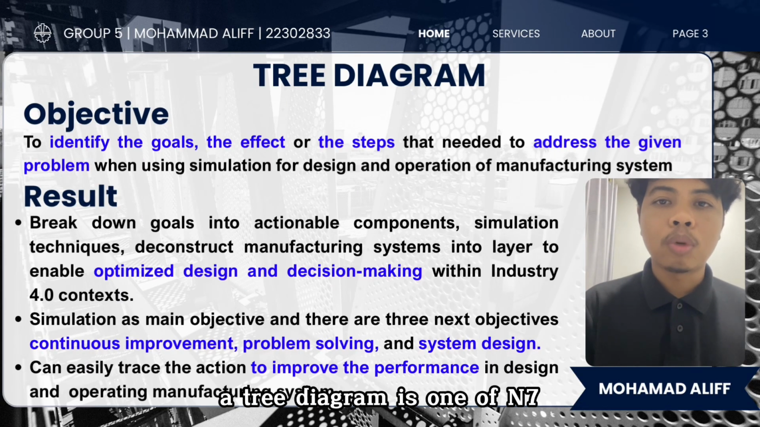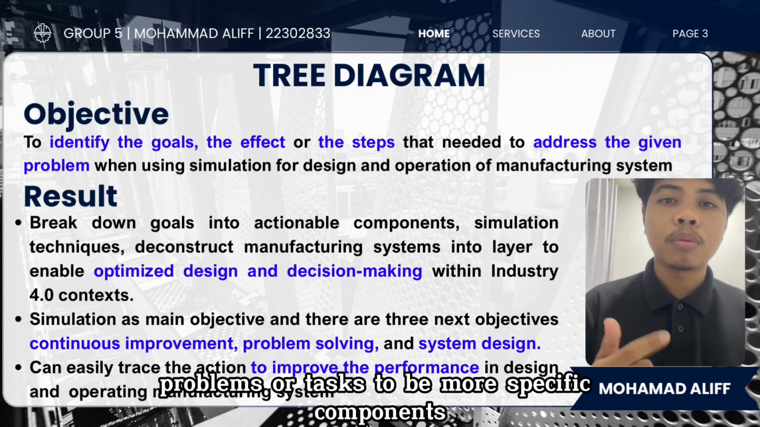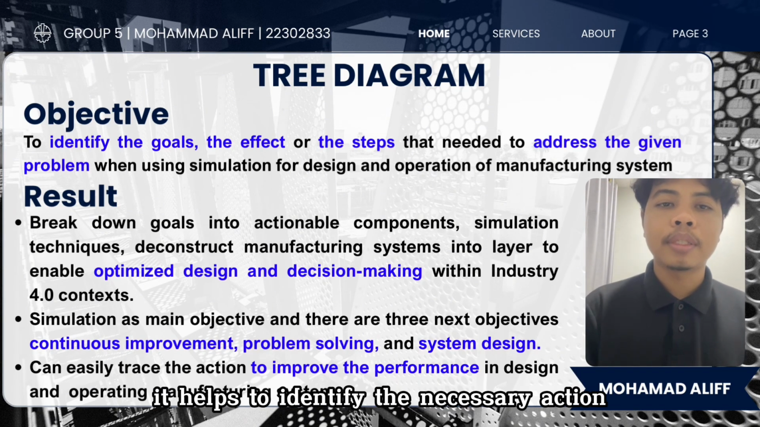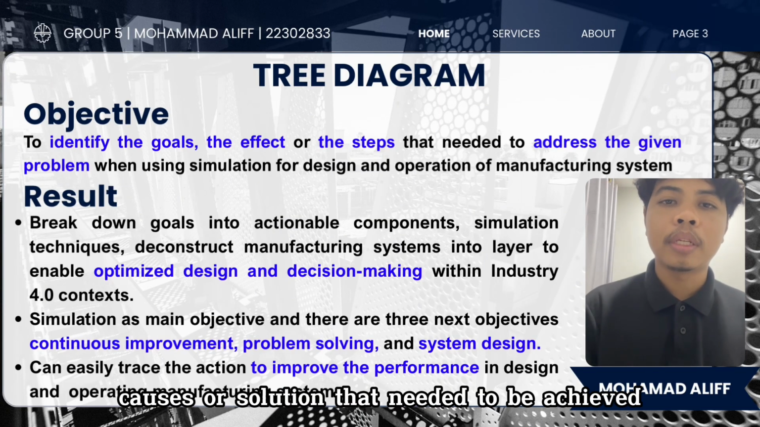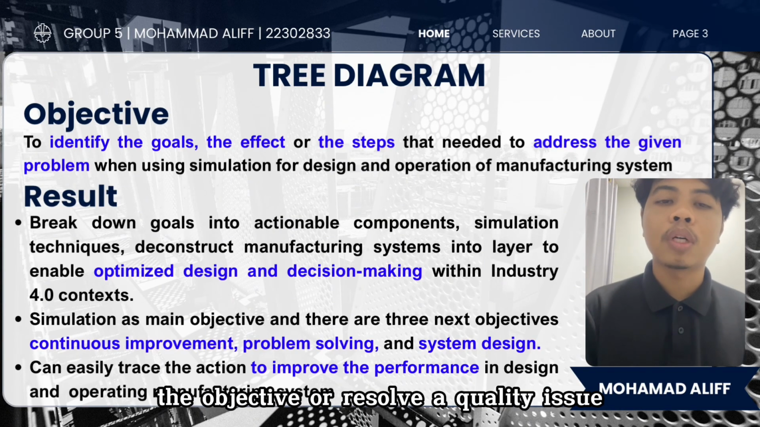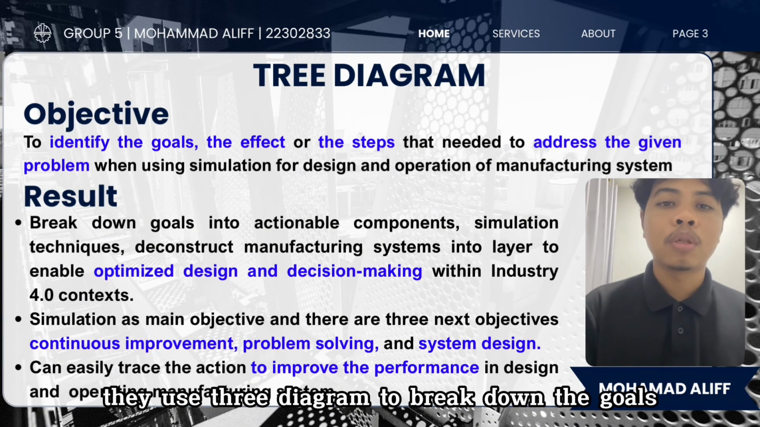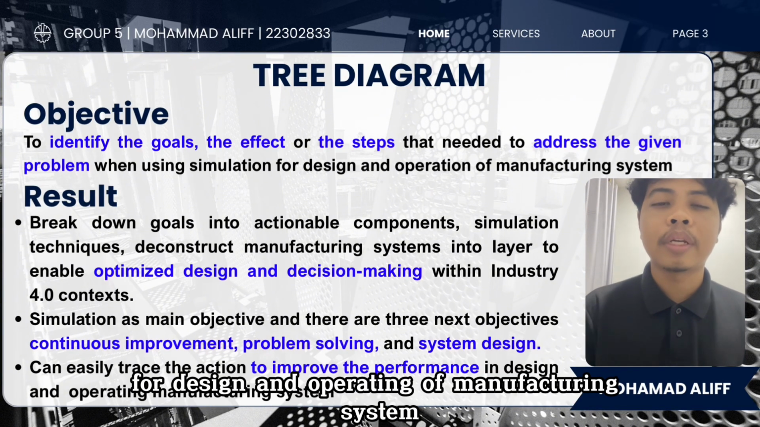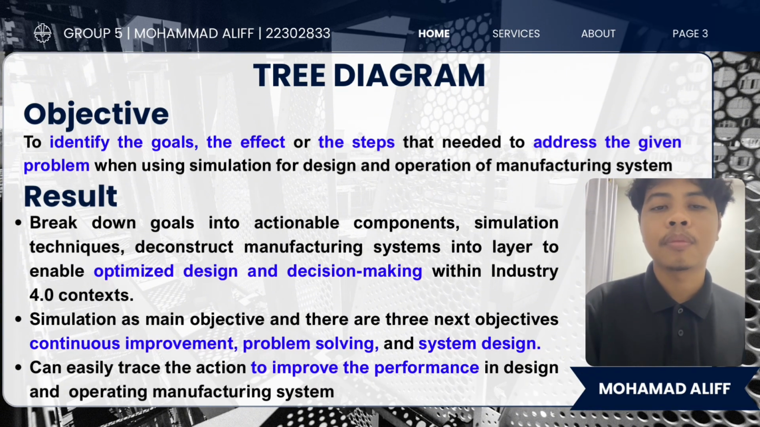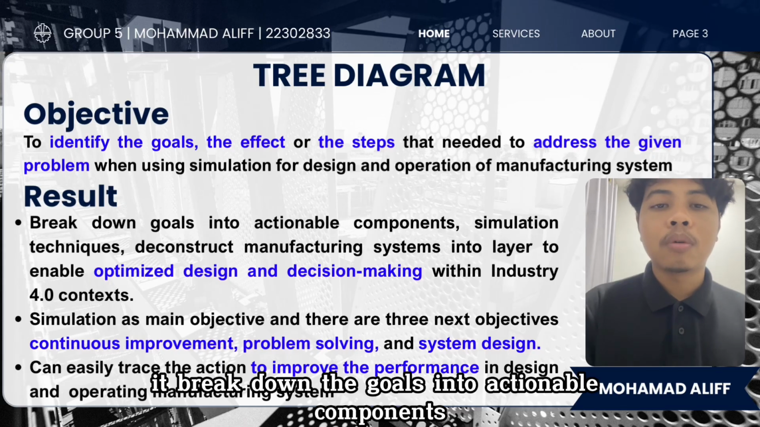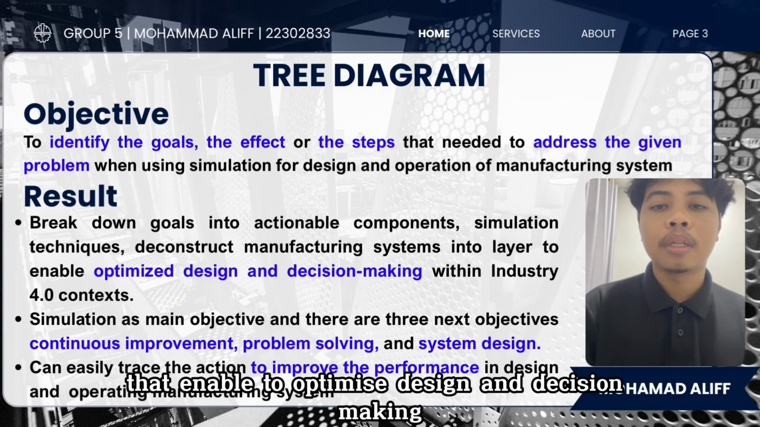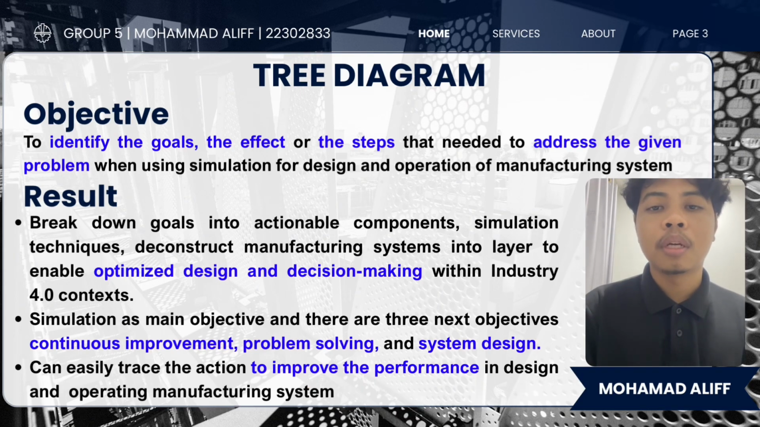A tree diagram is one of the N7 tools that breaks down goals, problems, or tasks into more specific components. It helps to identify the necessary actions, causes, or solutions needed to achieve the objective or resolve a quality issue. In the journal that we researched, they use a tree diagram to break down the goals or the effects when using simulation for design and operation of manufacturing systems. As a result, it breaks down the goals into actionable components that enable optimizing design and decision making within the Industry 4.0 context. It can also easily trace the actions to improve performance.